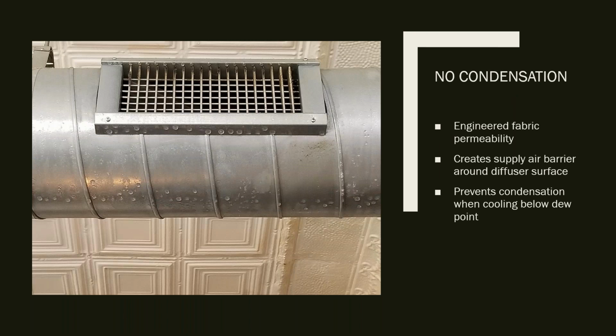When it comes to condensation, going back to the permeability of the fabric, it creates an air barrier. It's sort of like a thermal air barrier around the diffuser surface that prevents the warm, moist air from the space from making contact with the duct. So when the duct is cooling below dew point, you don't have to worry about condensation. It effectively prevents condensation. This can also be accomplished with double wall metal.